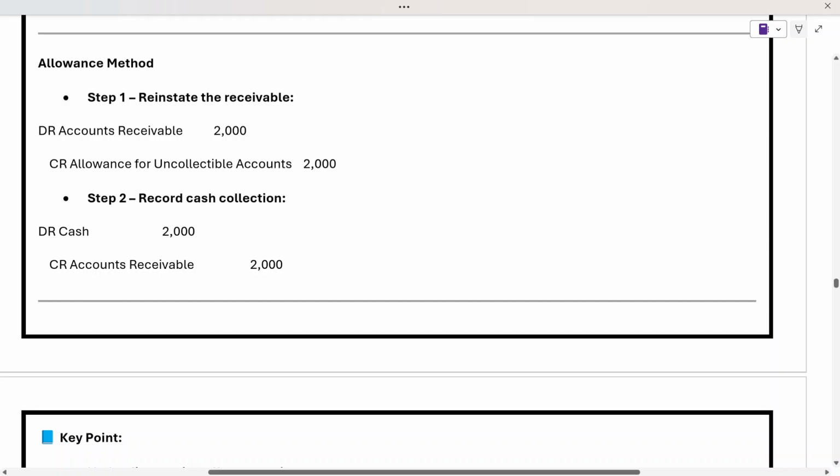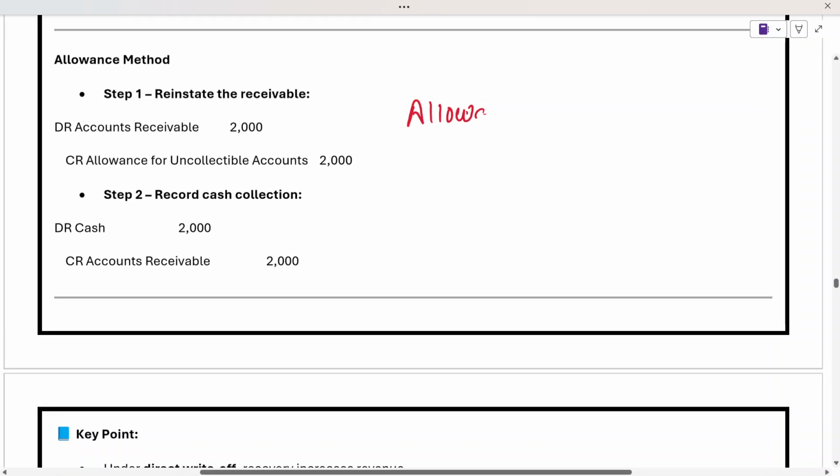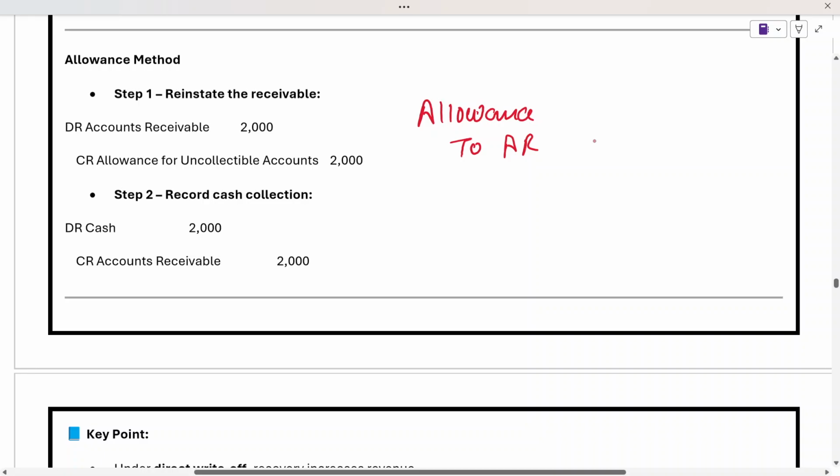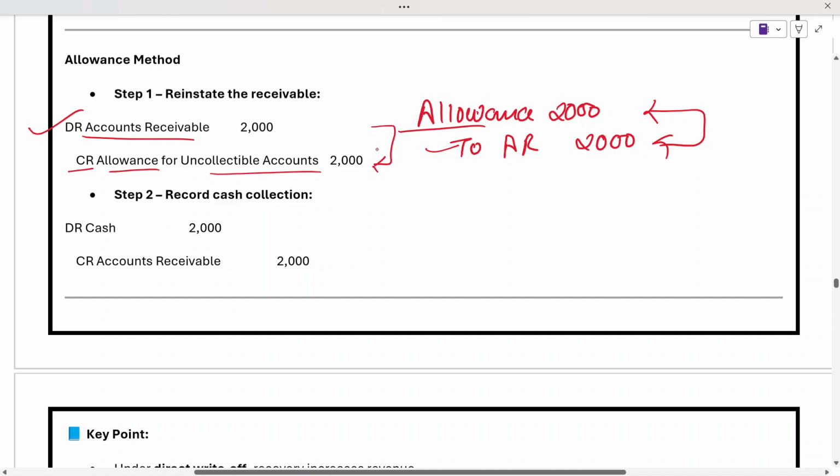Then you have to reinstate the receivable. When I say reinstate the receivable, it means that when you had the bad debt previously, you made this entry, allowance to AR for $2,000, because you knew that these debtors won't pay you, so you credited your debtors or AR by $2,000. Now you have to reverse this entry because now you have recovered the money. So firstly you will debit accounts receivable from this credit, and credit the allowance, which is allowance for uncollectible.